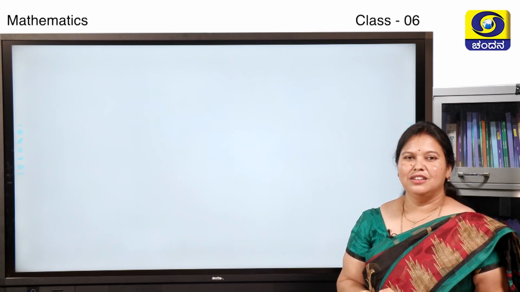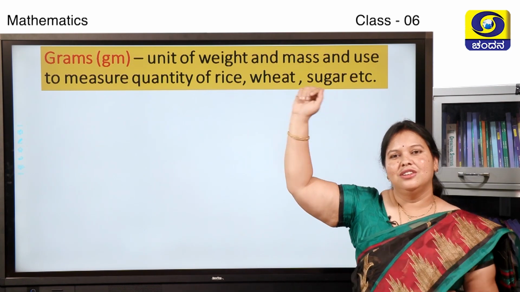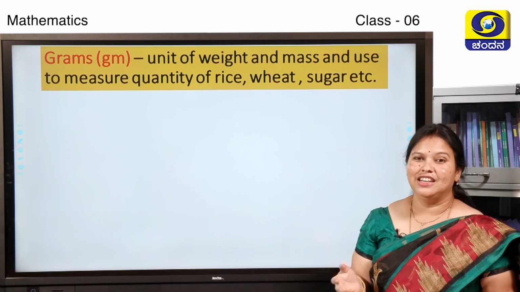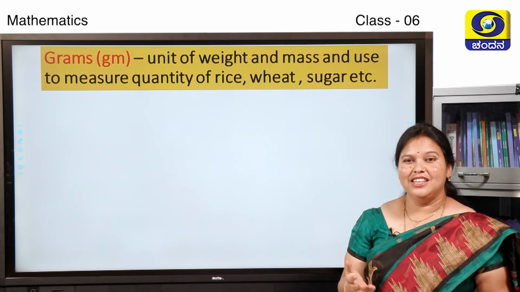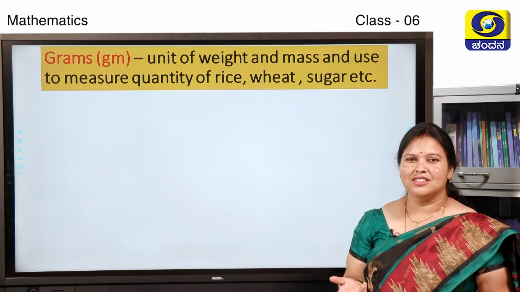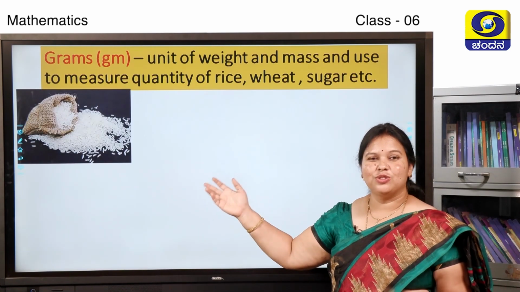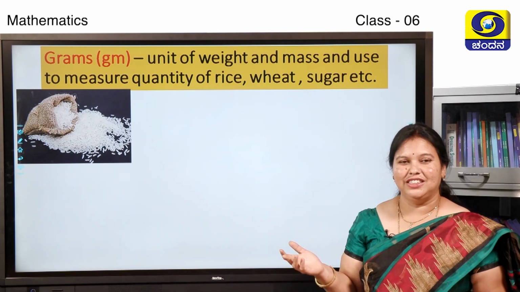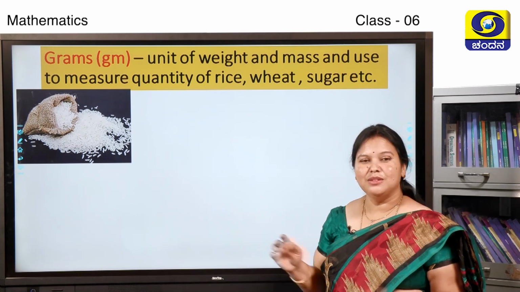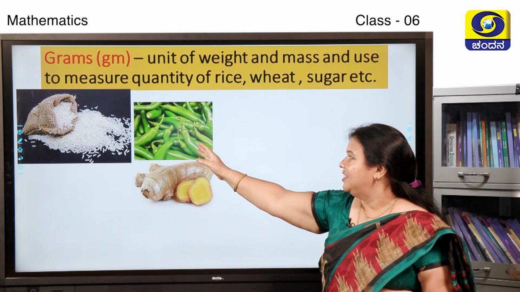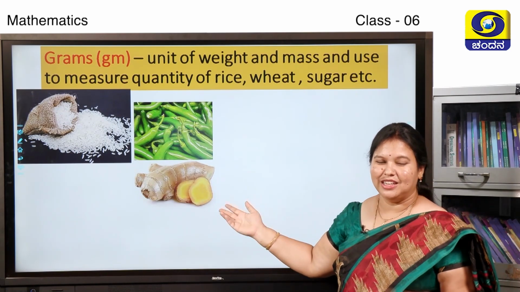Well children, now let us learn about grams. It is a unit of weight and mass. We can use it to measure the quantity of rice, wheat, sugar, etc. Suppose if you are going to buy rice, wheat, sugar and all or vegetables, the vendor will weigh and give you. We buy sugar, rice, wheat and all in larger quantity like 10 kgs, 50 kgs, 20 kgs, and some vegetables like chilies, ginger we buy in smaller quantities like 100 grams, 200 grams.